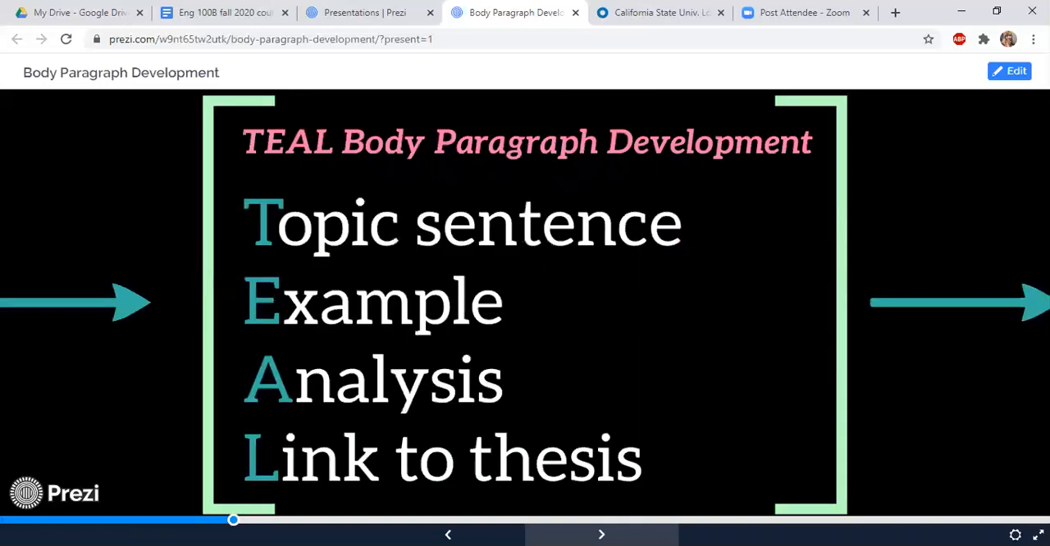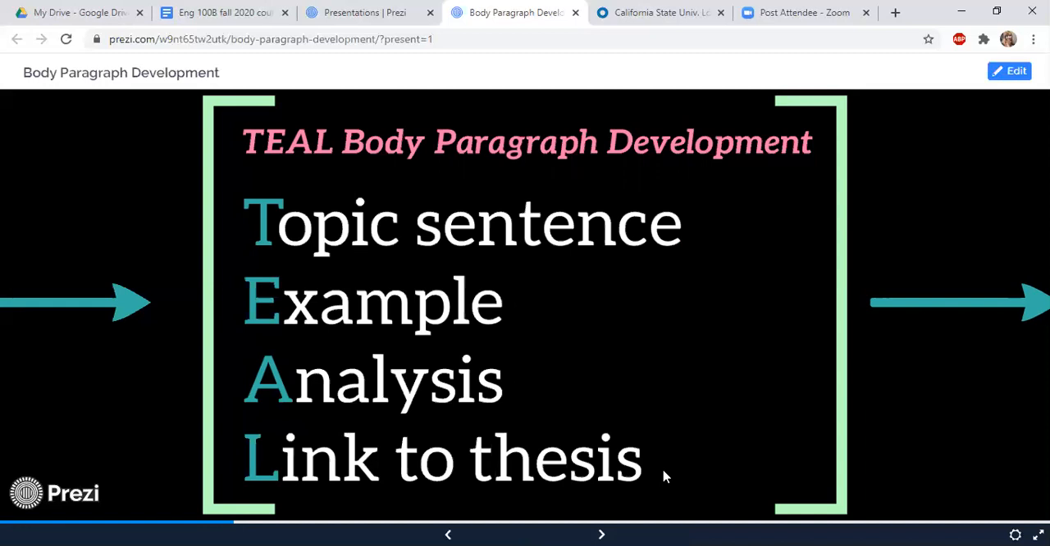So here is TEAL. This is the acronym that I like to use for organization of the body paragraphs, as far as for guiding questions, which we'll look at in the next slide, for things that you can keep in mind in terms of how you can develop each of these points. So we have topic sentence, example, analysis, and link to thesis. And it should go in this order.